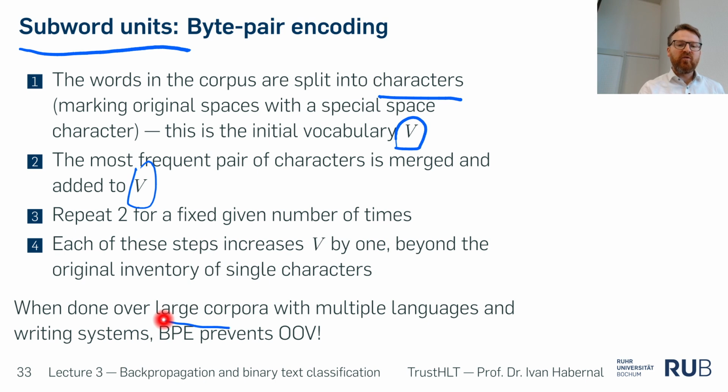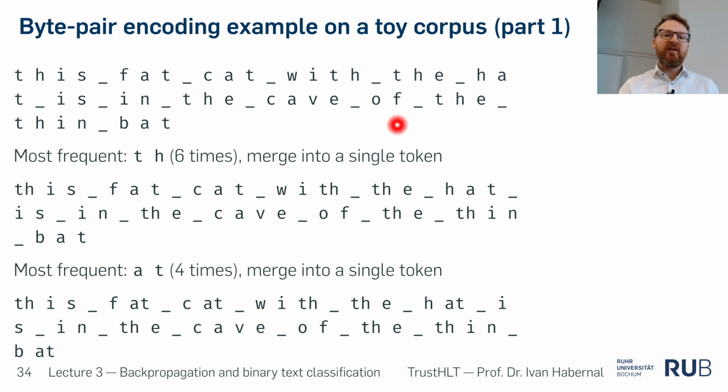If we do it over large corpora with multiple languages, and even multiple writing systems, we will end up with everything we need to build the words from the elements of the vocabulary. Some words will be one token in the vocabulary, some words will consist of two tokens, but we don't have any out-of-vocabulary problem, because if the word or its subparts are not in the vocabulary at all, we can reconstruct them just by the letters, because all the letters are in the vocabulary. So let's look into how to build this, as an example. We have a very toy corpus.